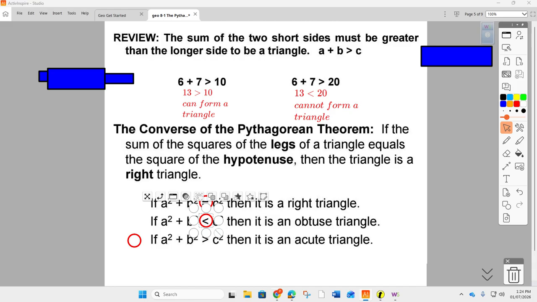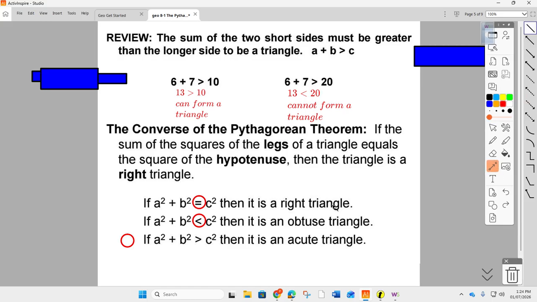Okay, so here's the deal. An obtuse angle, so a 95-degree angle, that's an obtuse angle. So if one of those angles is 95 degrees, it would be an obtuse triangle. So if the sum of the short side lengths squared is less, then it's obtuse. Let's make some notes on here. You should be circling and underlining like I am.